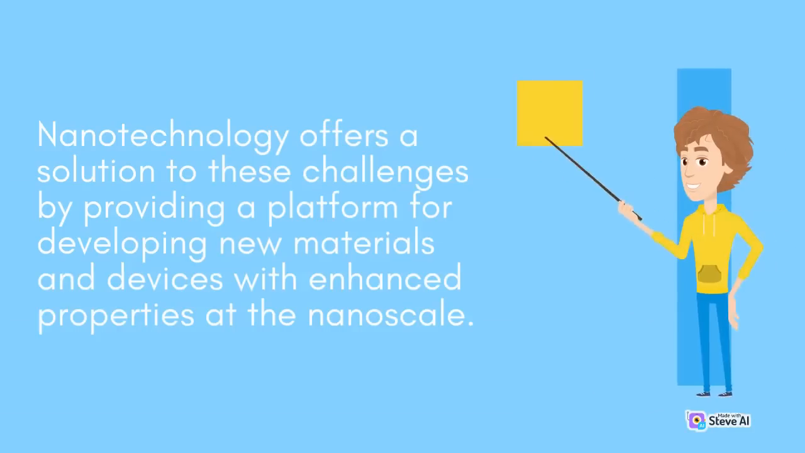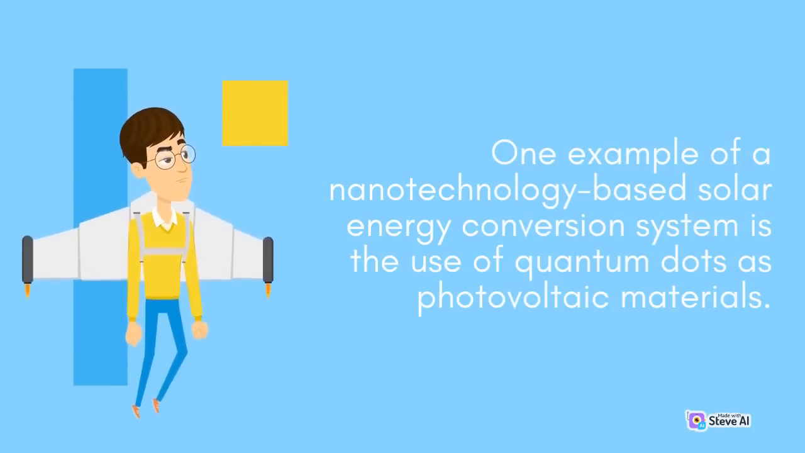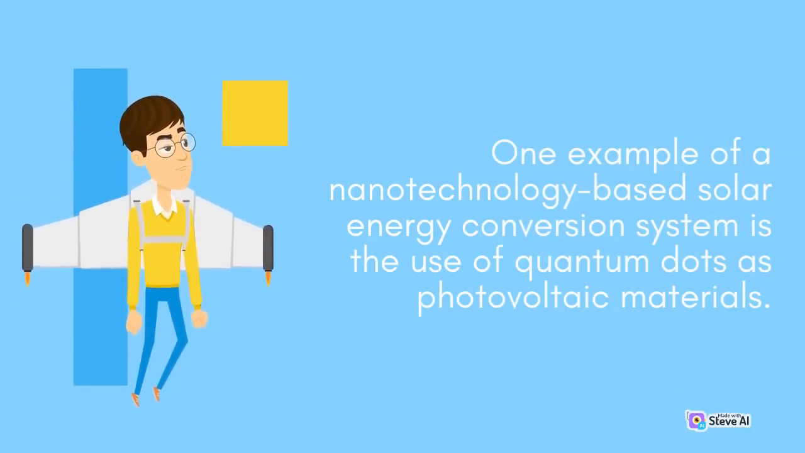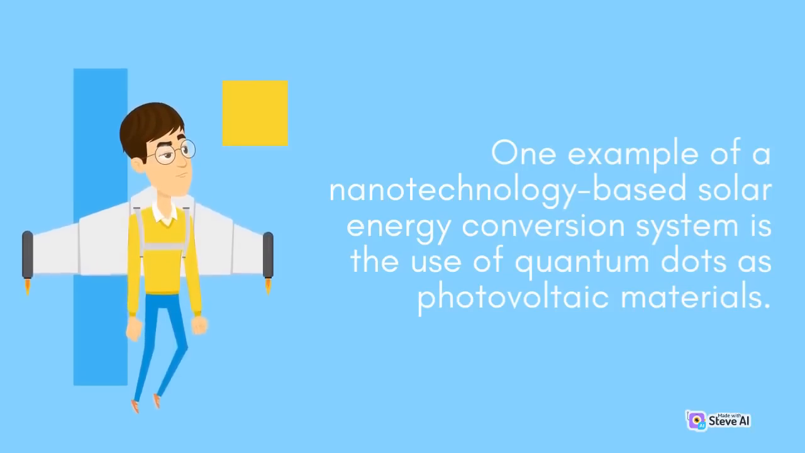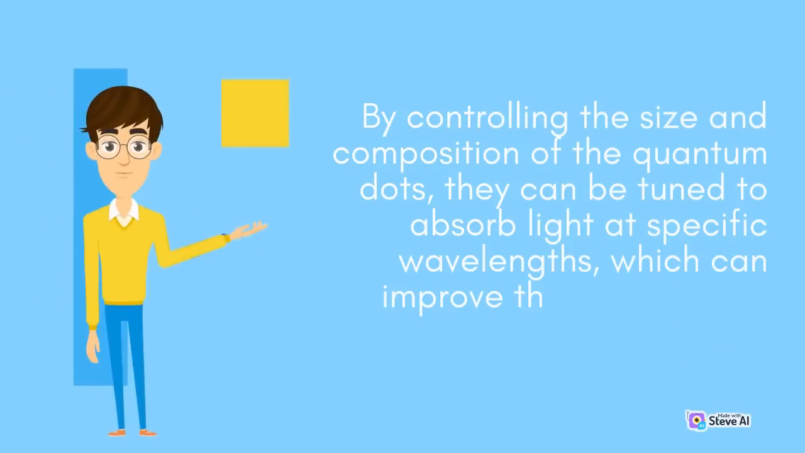Nanotechnology offers a solution to these challenges by providing a platform for developing new materials and devices with enhanced properties at the nanoscale. One example of a nanotechnology-based solar energy conversion system is the use of quantum dots as photovoltaic materials. Quantum dots are semiconductor nanocrystals that can absorb and emit light with high efficiency. By controlling the size and composition of the quantum dots, they can be tuned to absorb light at specific wavelengths, which can improve the efficiency of solar cells.